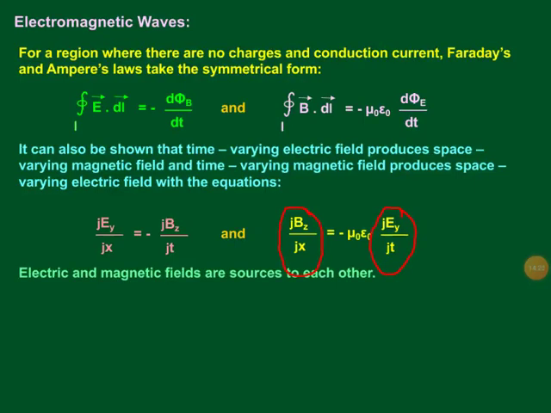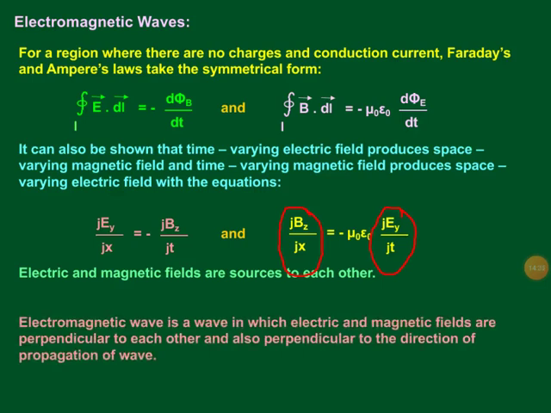Now let's see that electric and magnetic fields can be produced by one or the other. That means the electric field and magnetic field are sourced to each other. An electromagnetic wave is a wave in which the electric and magnetic fields are perpendicular to each other and also perpendicular to the direction of propagation of the wave.